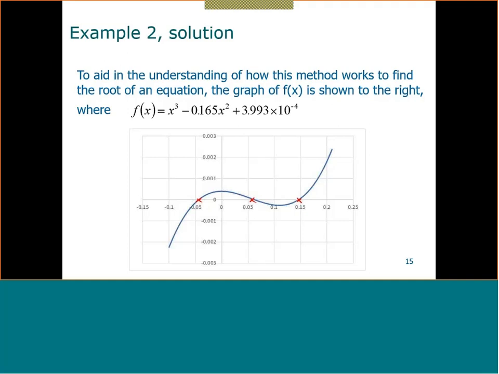So what will happen if I do that? This is positive and this is negative. So we expect there is at least one root in between. How many? I don't know. Remember, I don't see this graph. So now I will start using the bisection method.